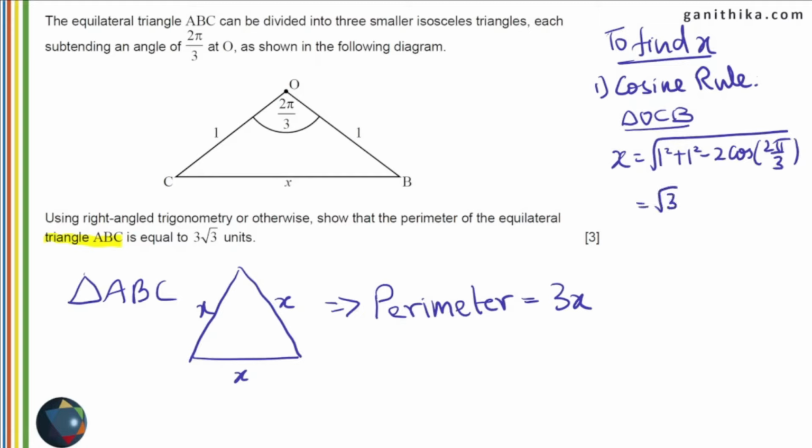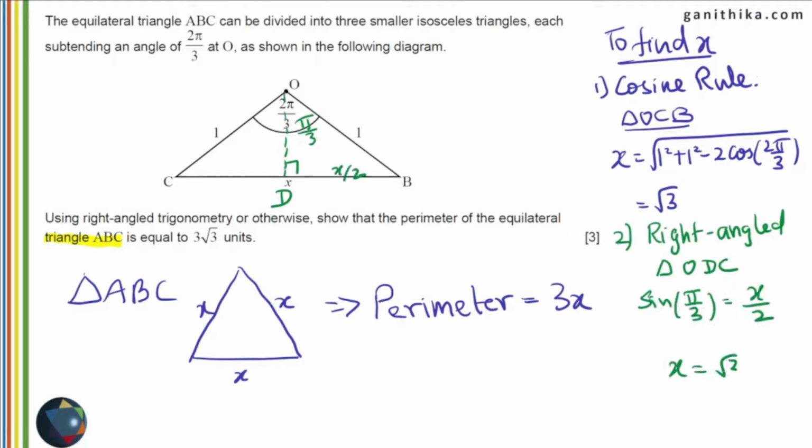It also says that you can use right angle trigonometry. In case you want to use the right angle trigonometry, you have to make a right angle inside this OCB like this, so that you have pi over 3 as the angle and x by 2 as one of the sides. Therefore, using the basic trigonometric SOHCAHTOA, sin pi by 3 is equal to x by 2 over 1. 1 is the hypotenuse. Therefore, x will be square root of 3.